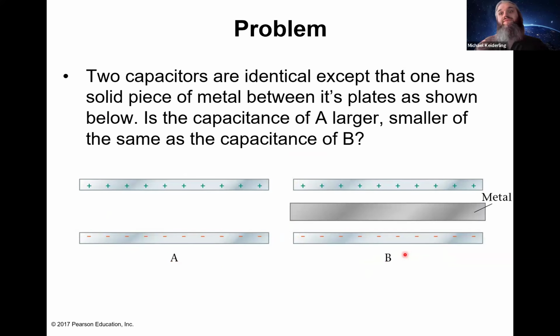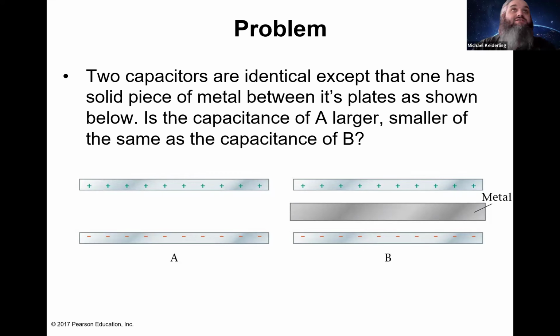Now here we have two capacitors that are identical, except one of them has a solid piece of metal stuck in between the plates. Remember, the electric field inside a piece of metal is always zero. So, is the capacitance of A larger, smaller, or the same as the capacitance of B? What do you think the case is here?